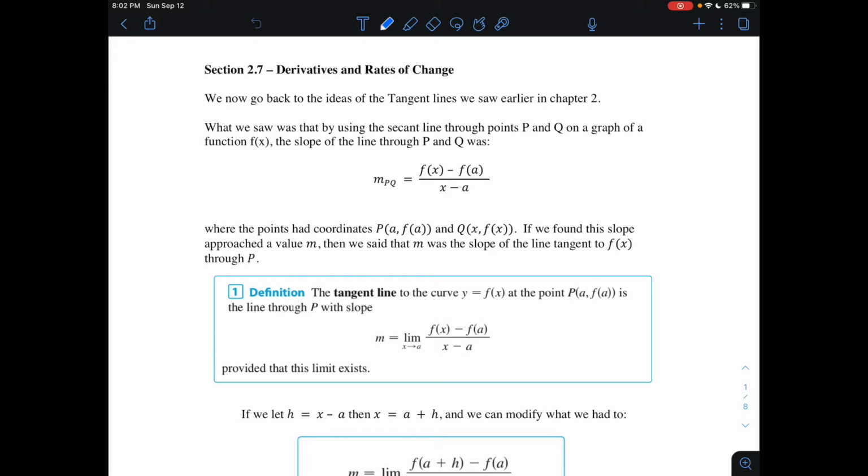Section 2.7, Derivatives and Rates of Change. We now go back to the ideas of the tangent lines that we saw earlier in Chapter 2.